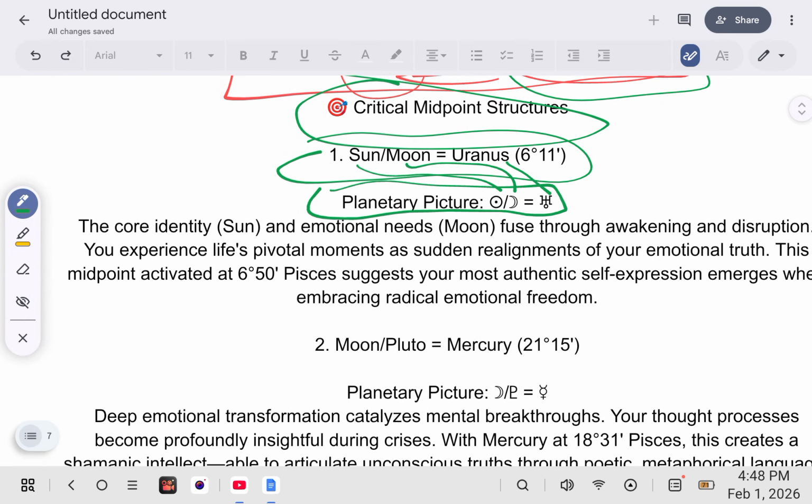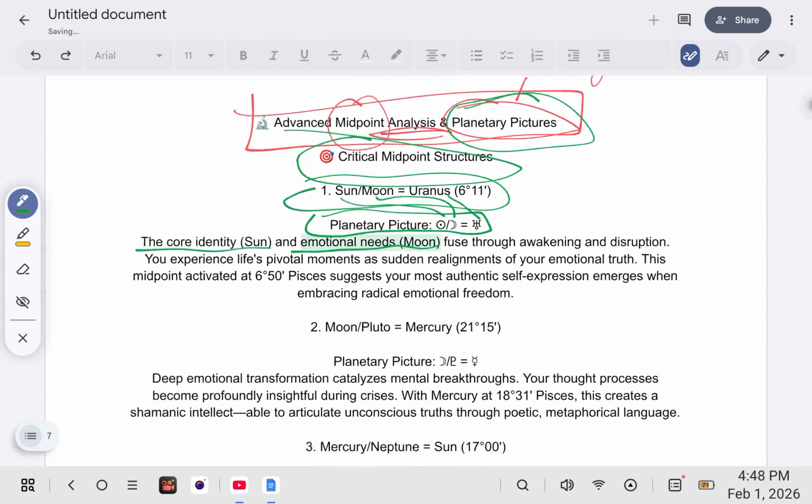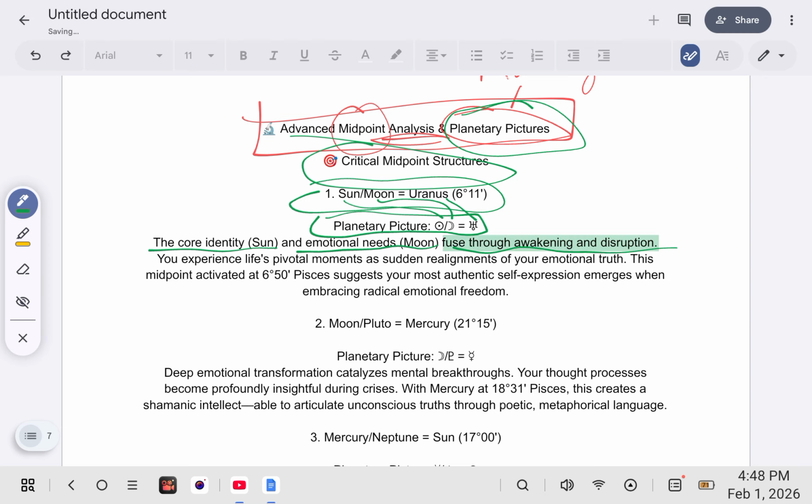So the core identity, which is the Sun, and emotional needs, which is the Moon, fuse through awakening and disruption. I experience life's pivotal moments as sudden realignments of my emotional truth. This midpoint, activated at 6°50' Pisces, suggests my most authentic self-expression emerges when embracing radical emotional freedom.